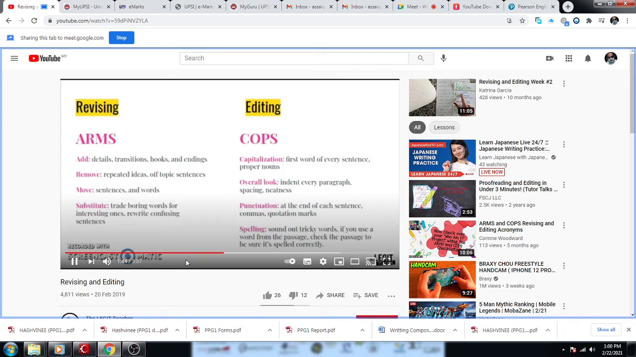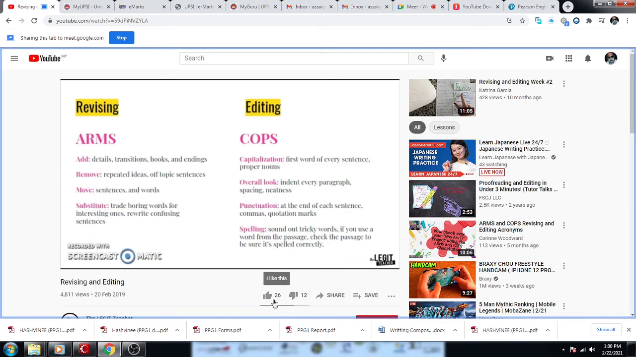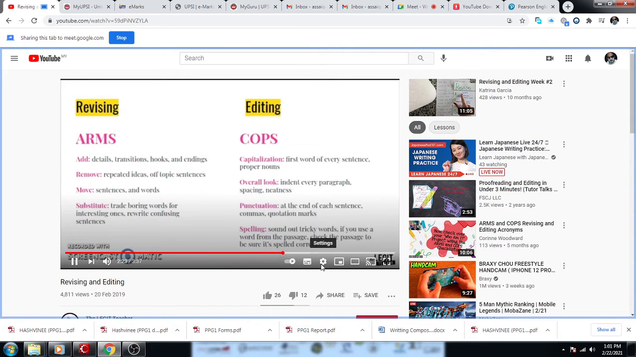The C is for capitalization. The first word of every single sentence must be capitalized, and you must also capitalize proper nouns. Then take a look at the O, which stands for overall look of your essay. Did you indent every paragraph? Are your words spaced out well enough so that the reader can understand what you wrote? And what about that handwriting? Is it neat enough for other people to read? Or is it just neat enough for you to read?